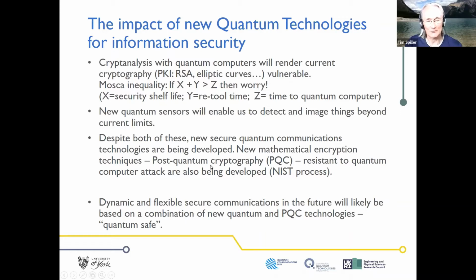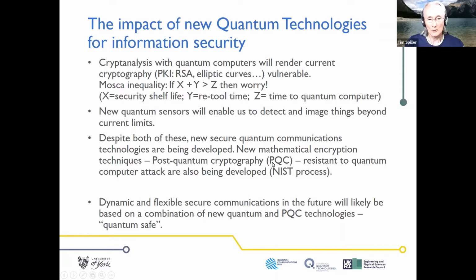In addition to that, people are now working on new mathematical cryptography, so-called post-quantum cryptography or quantum-resistant cryptography, which goes beyond the RSA and elliptic curve stuff that we know is vulnerable to quantum computer attack and should be resistant to future quantum computer attacks. There's actually a process being run by NIST in the USA at the minute, and it's just moved to stage 3 of selection of new candidates for PQC.